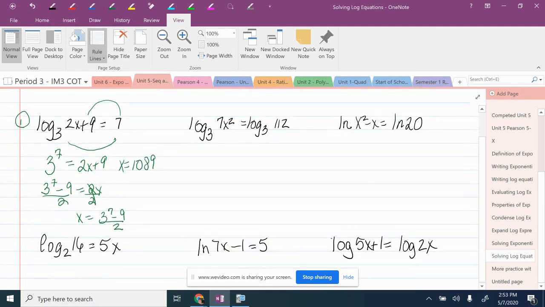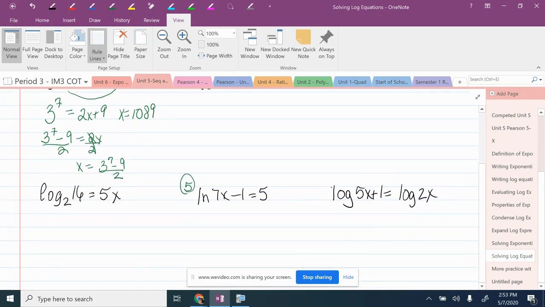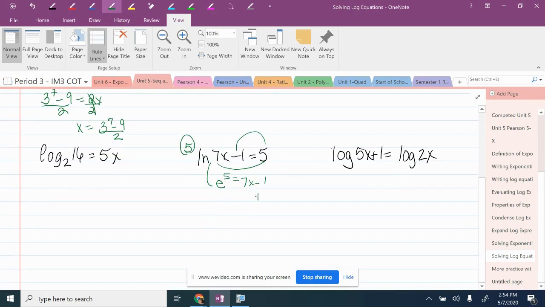The other problem on this page that is like number 1 is number 5 here, so we'll do that one next. Here we have one log expression equal to a number. We start here with our base. We know for natural log that's base e. Then we go get our exponent, which is 5, and we set that equal to our argument. And now we solve for x.